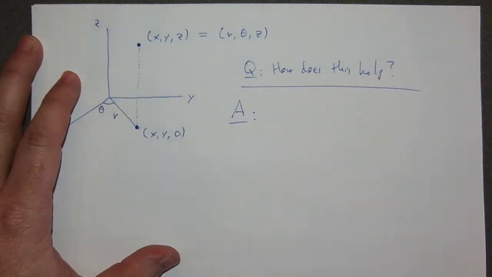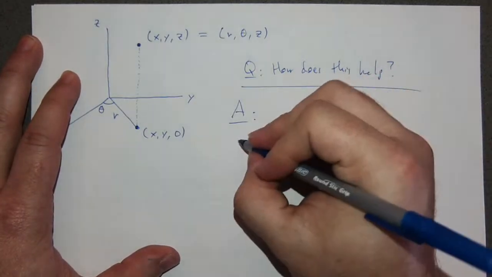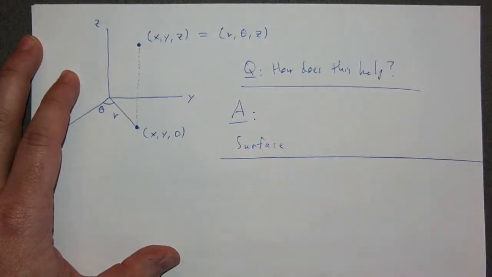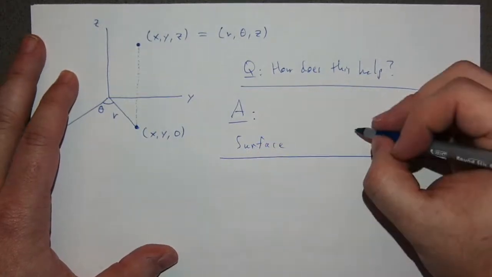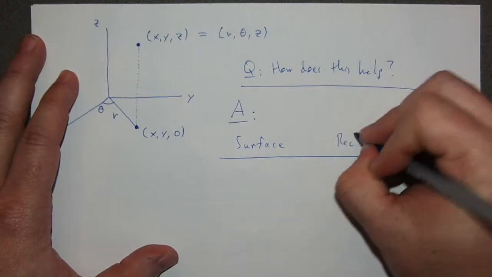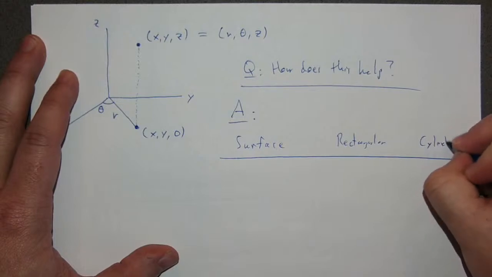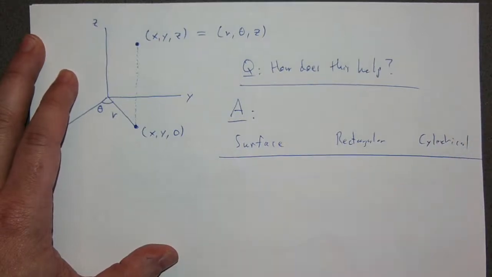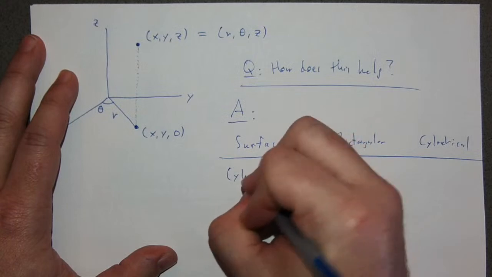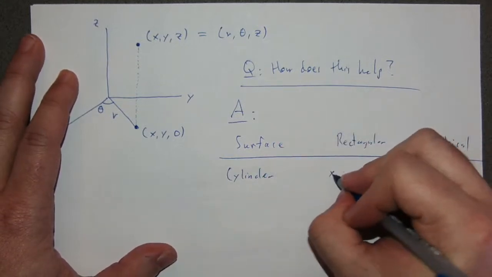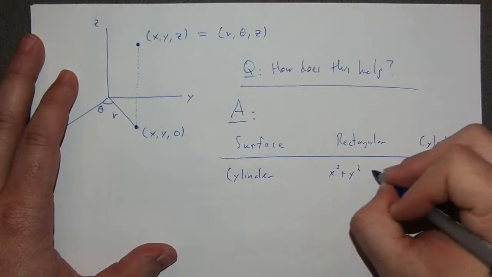So there's a nice table. This is in your book, but if I'm talking about the surface type here, and I want to see what this looks like in rectangular versus cylindrical coordinates. So the surface itself is a cylinder. What does a cylinder look like in rectangular coordinates? Well, x squared plus y squared is equal to a squared.